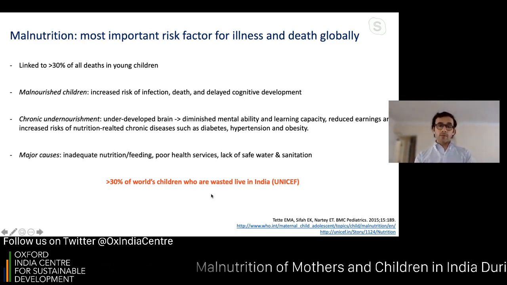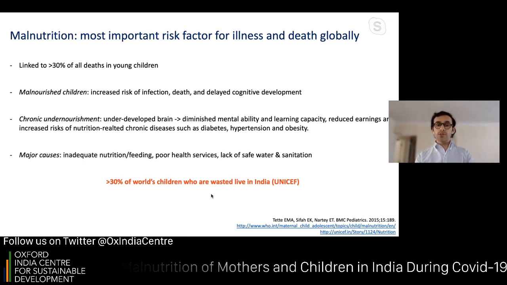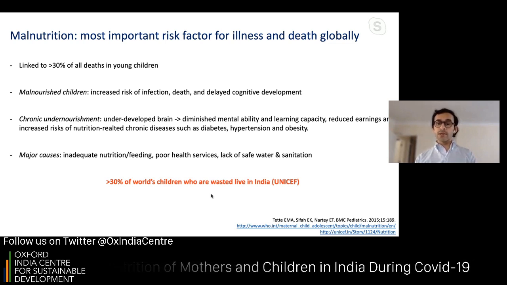And then finally, when we're looking at this in the context of India, over 30% of the world's children who are wasted live in India.